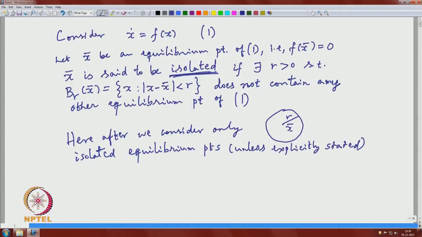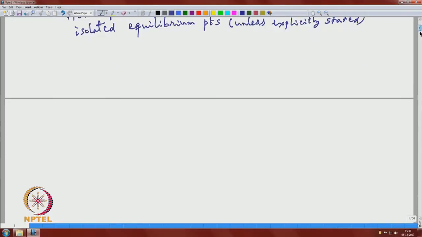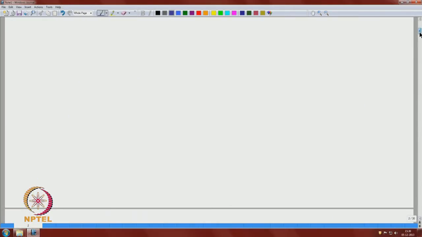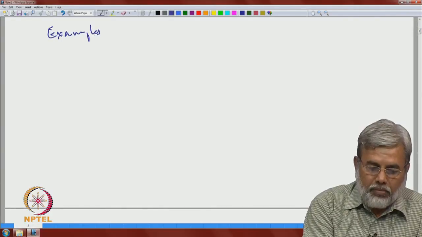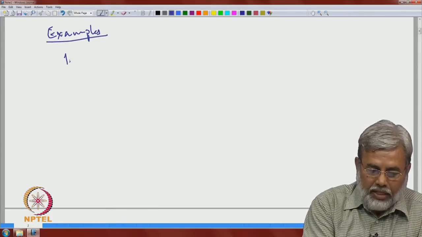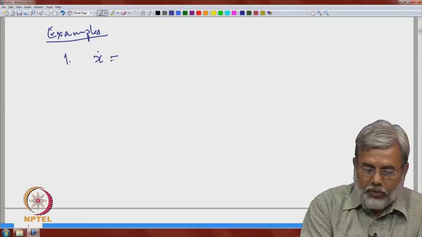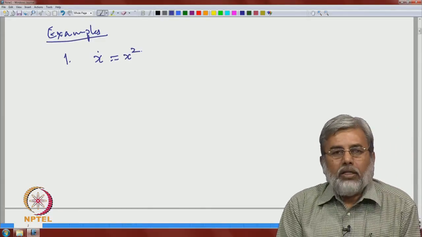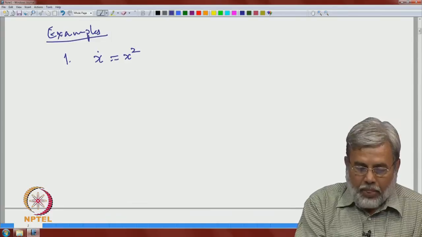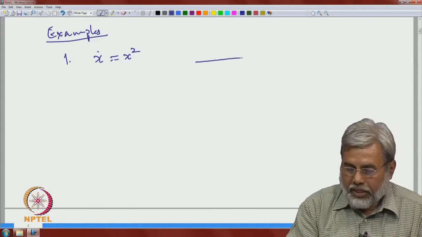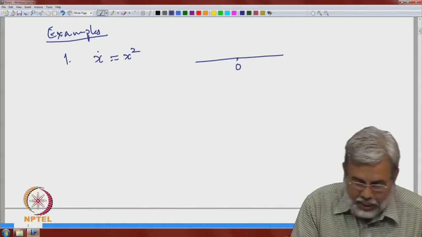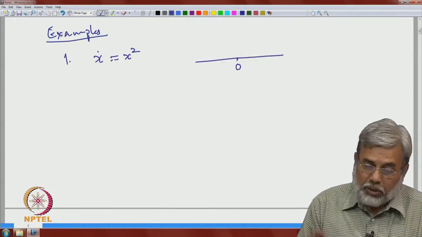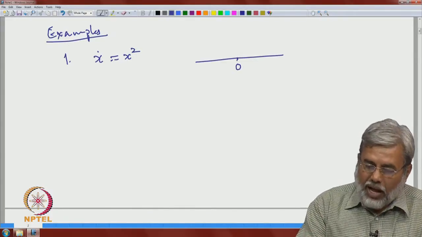Before we move on further, let us immediately consider again those examples we did in the last class. So, examples. Again start with the 1D system x dot equal to x square. And 0 is the only equilibrium point here, and certainly it is also isolated because there are no other equilibrium points.